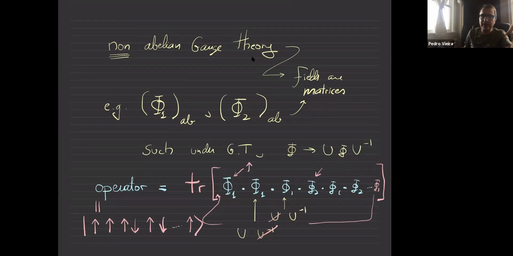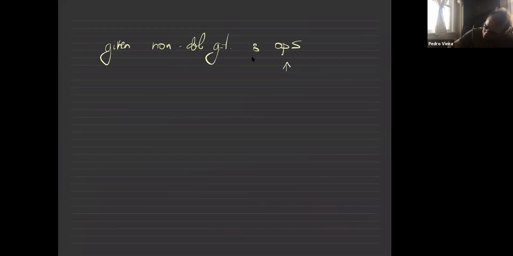And so automatically, in a gauge theory, the objects of my theory are in one-to-one correspondence to states in the Hilbert space of a quantum spin chain. So the statement is that, given any non-abelian gauge theory, the operators in the field theory are in one-to-one correspondence with elements of the Hilbert space of a spin chain.